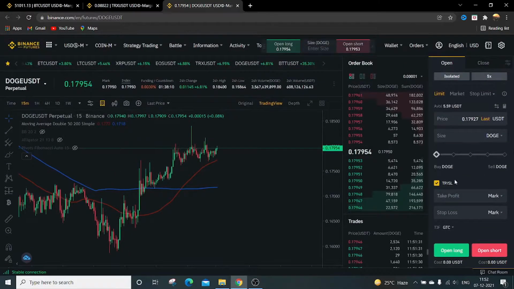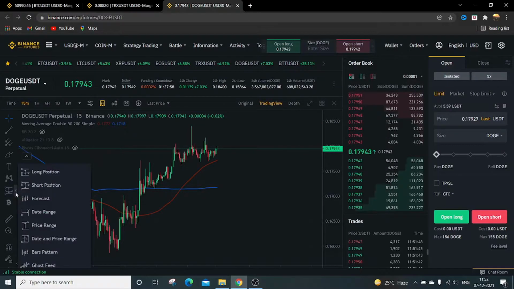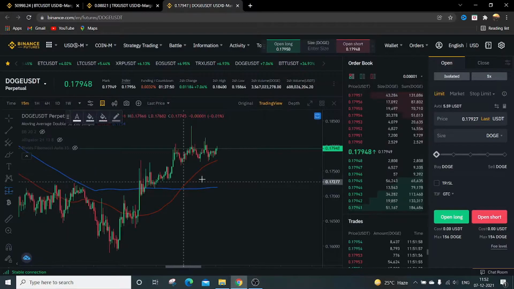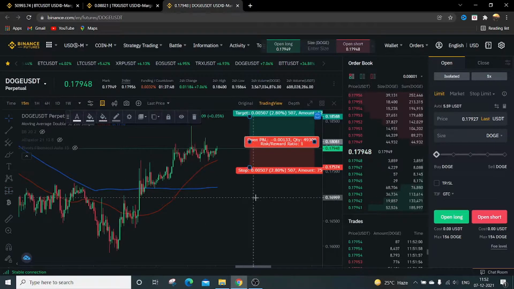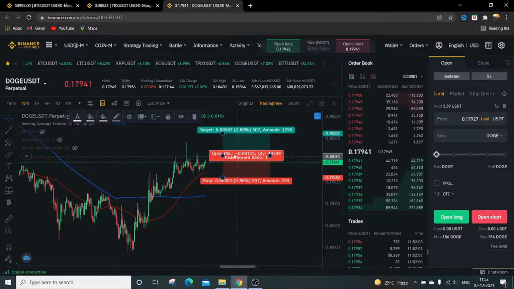To place the stop loss and take profit in the order, we need to first visualize the order of the stop loss and take profit. To do that, just go to the drawing tools. Here is the option for a long position and a short position. To open this, I just click on long position and click on the chart. So this representation will open.